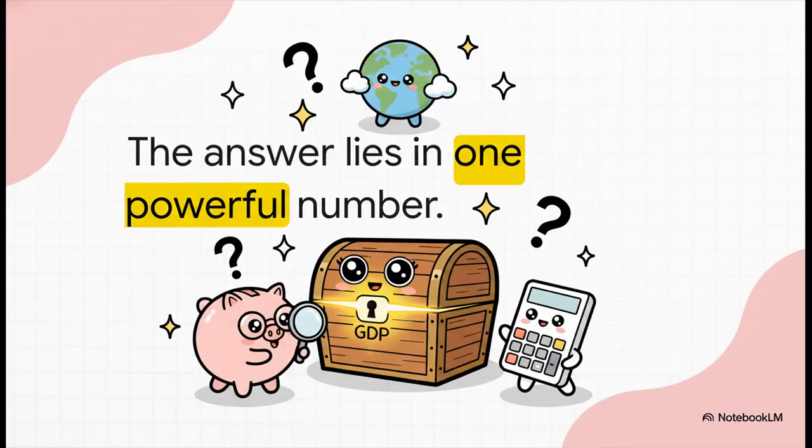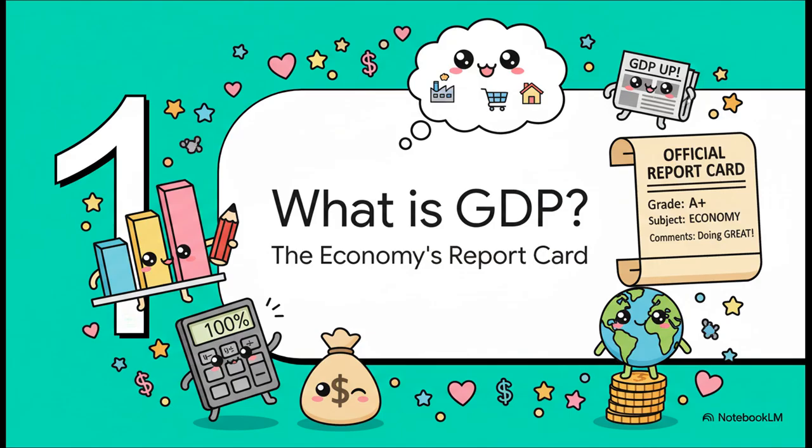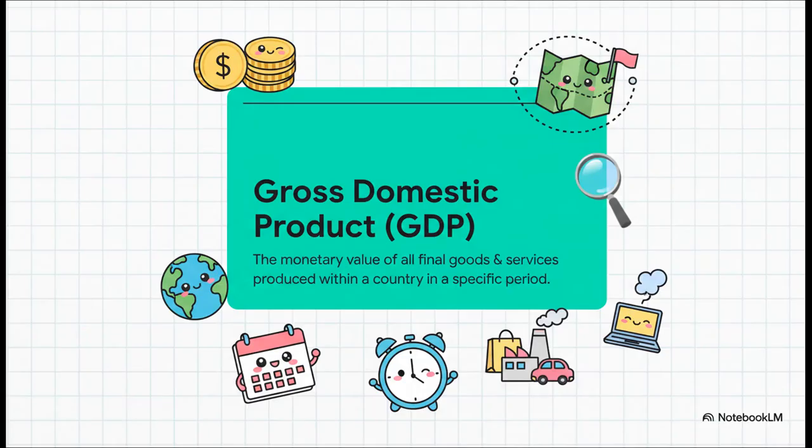So how can one single number tell such a massive, complicated story? Well, it all comes down to one of the most important, most talked about metrics in all of economics: gross domestic product, or as we all know it, GDP. Right, so let's get into it. What exactly is GDP? The easiest way to think about it is like an economy's official report card. It's that one big number that gives us a snapshot of how a country is doing, at least in economic terms.